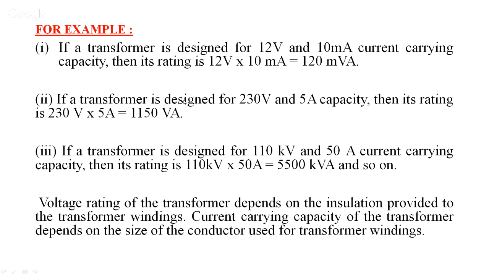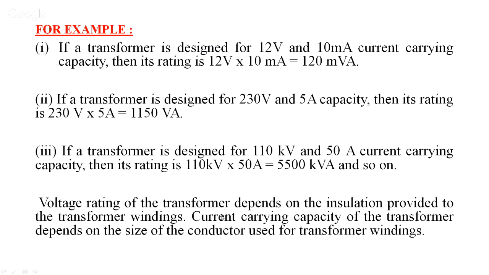Another example, if a transformer is designed for 230 volts and 5 amps capacity, its rating is given by 230 volts into 5 amperes, that is equal to 1150 volt amperes, volt into amps. And if a transformer is designed for 110 kV and 50 ampere current carrying capacity, then the rating is given by 110 kV, kV means kilovolts, into 50 amps, that is 5500 kilovolt amperes, and so on.